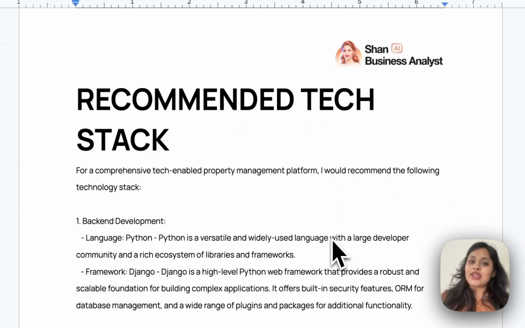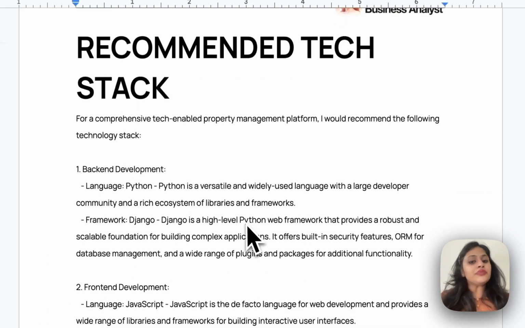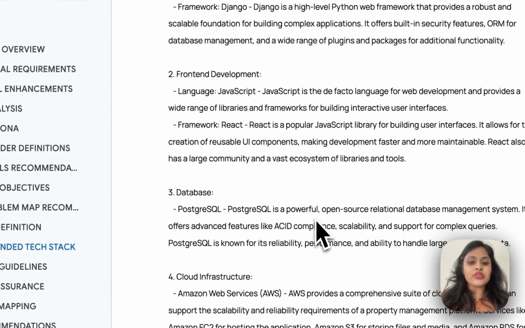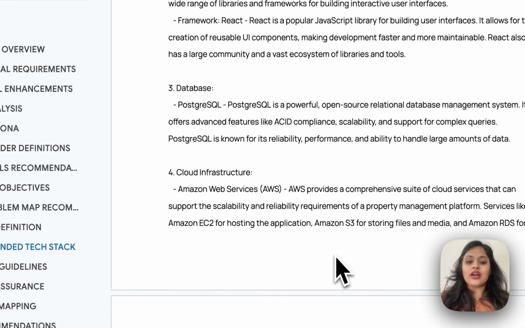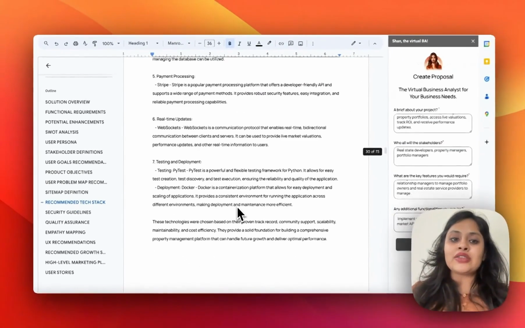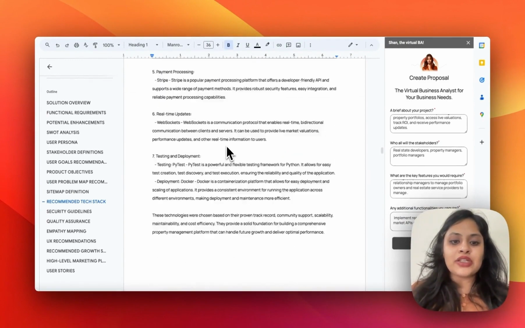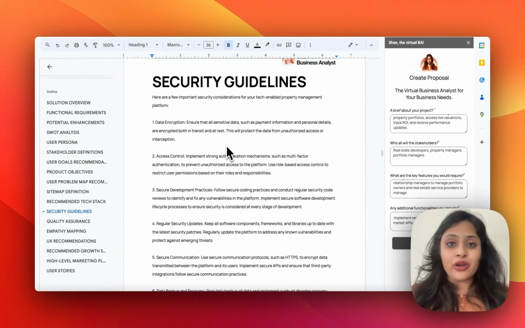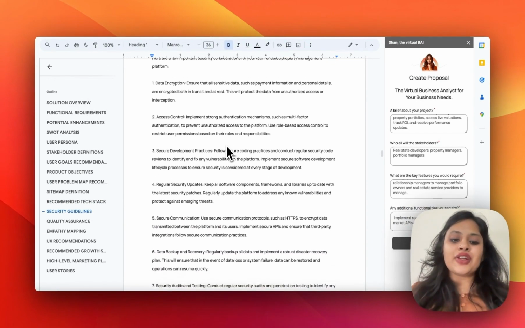Then recommended tech stacks. This is very good for people who are not tech savvy, who are not developers. Based on the product that you are building, it'll tell you what is the best technology to build this. Here it is recommending Python and Django, and JavaScript for front end. And then for database, PostgreSQL, cloud infrastructure, AWS, payment processing, real-time updates, all of those things, and then the security guidelines as well, because we all know how important security is in these projects.